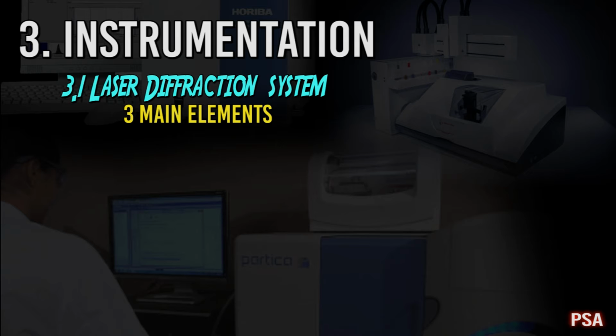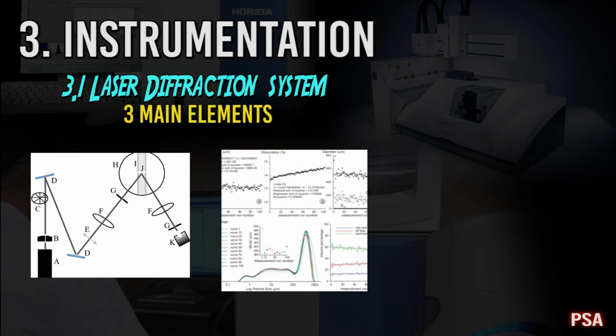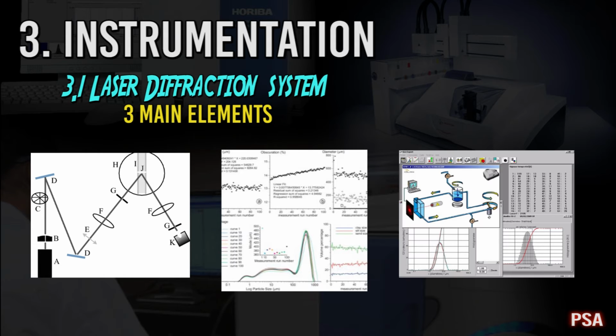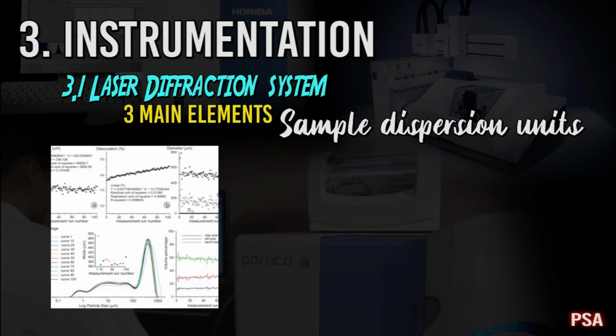A typical laser diffraction system is made up of three main elements: the optical bench, the sample dispersion units, and the instrument software. Optical bench. A dispersed sample passes through the measurement area of the optical bench, where a laser beam illuminates the particles. A series of detectors then accurately measure the intensity of light scattered by the particles within the sample over a wide range of angles.